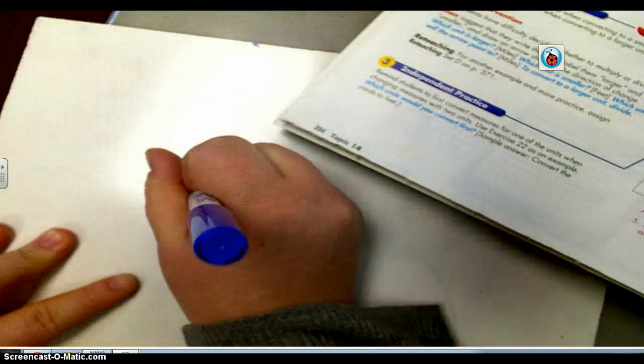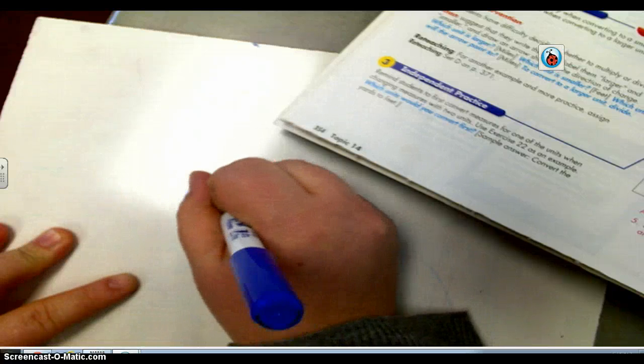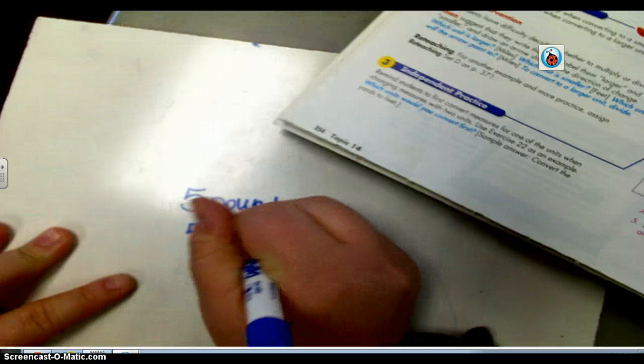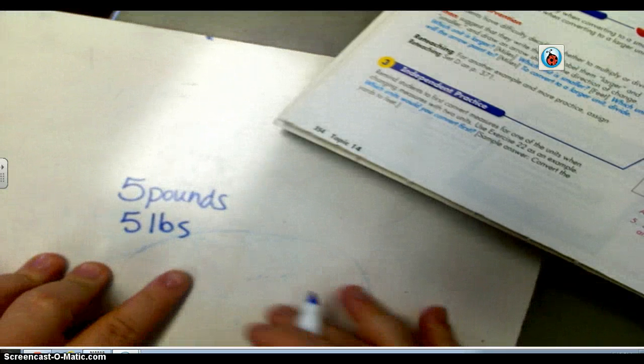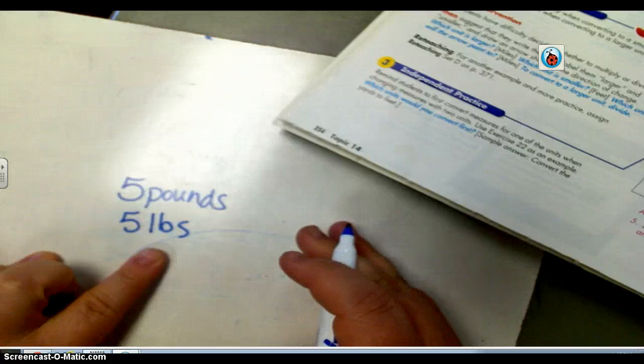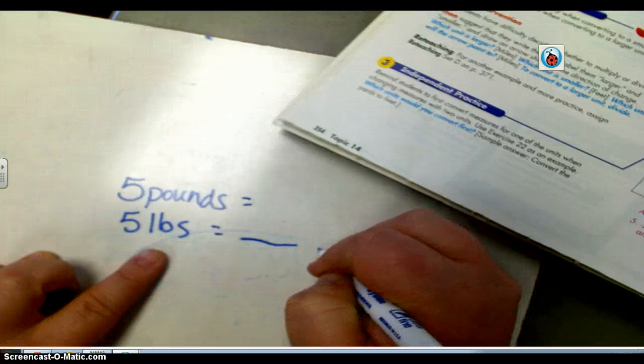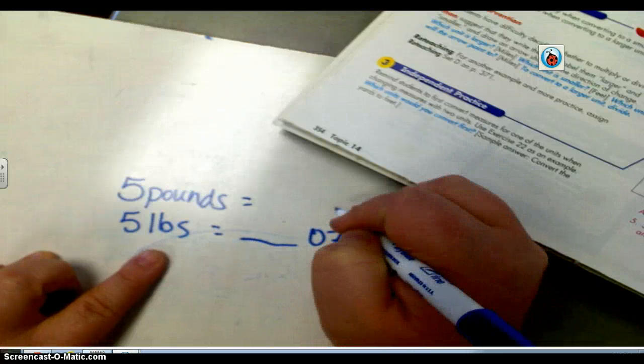Alright, so we're just going to work through a couple examples together. This really is not anything that should be super difficult for you, especially since you have your cheat sheet that you get to use. So if we say, I have 5 pounds. Okay, and remember, pounds can also be written as LBS. That's the abbreviation that we use when we're talking pounds. Okay, and I want to know that equals how many ounces.